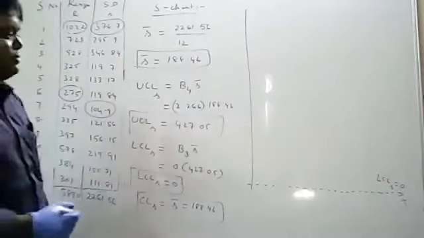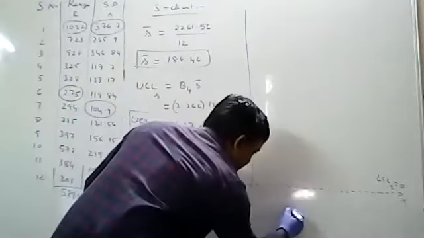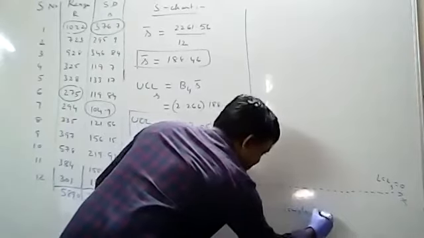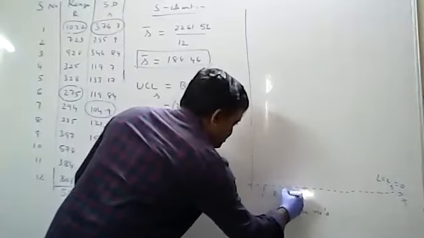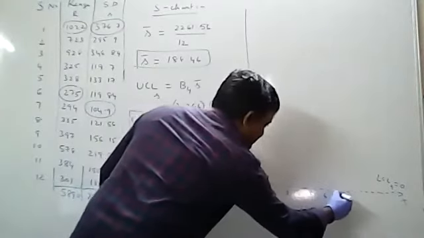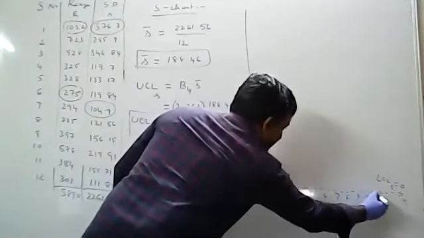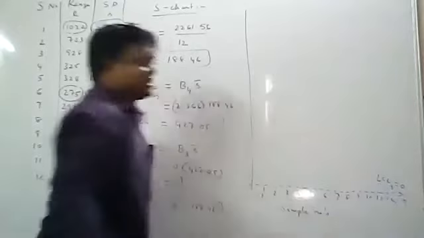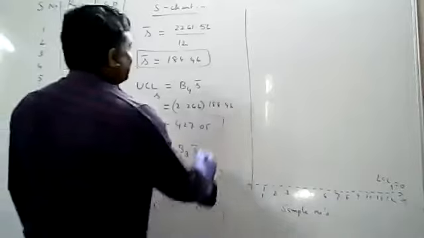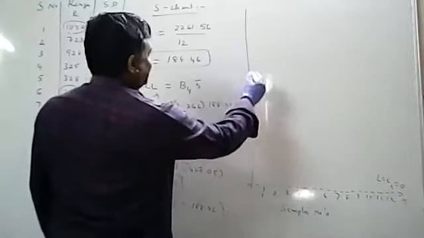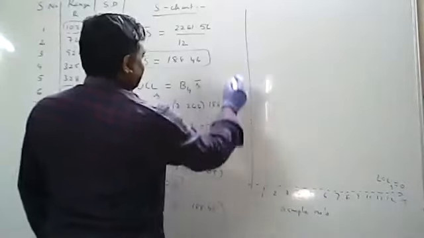And how many samples? The x-axis always takes sample numbers. How many sample numbers are there? 1, 2, 3, 4, 5, 6, 7, 8, 9, 10, 11, 12. 12 samples are there. Next, the y-axis: what will you consider? On the y-axis you will consider sample ranges.